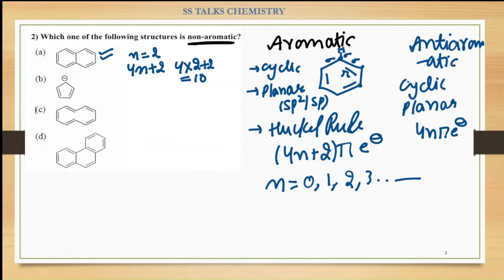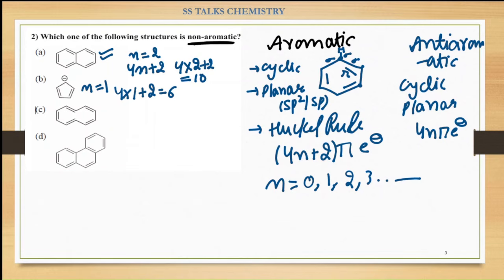Next one, if you see here, this is the cyclopentadienyl system. Here also, there are 6 pi electrons involved in the conjugation. One pair is from the negative charge present over there, and the rest from the pi bonds. They are in conjugation. It is cyclic, planar, and it follows Huckel's rule as well. When you keep n equal to 1, 4n plus 2, 4 into 1 plus 2, equals 6. So 6 pi electrons, Huckel's rule is obeyed over here. So this is an aromatic species, right?